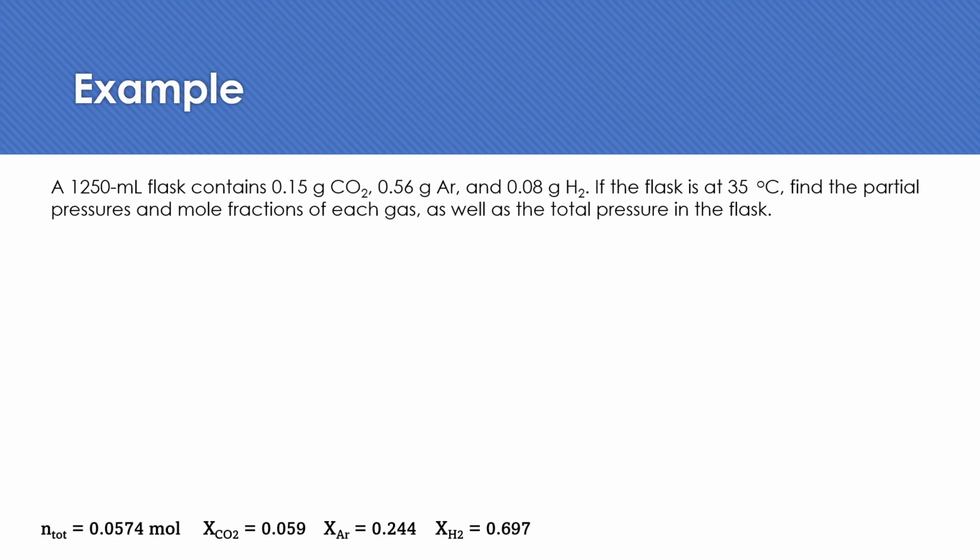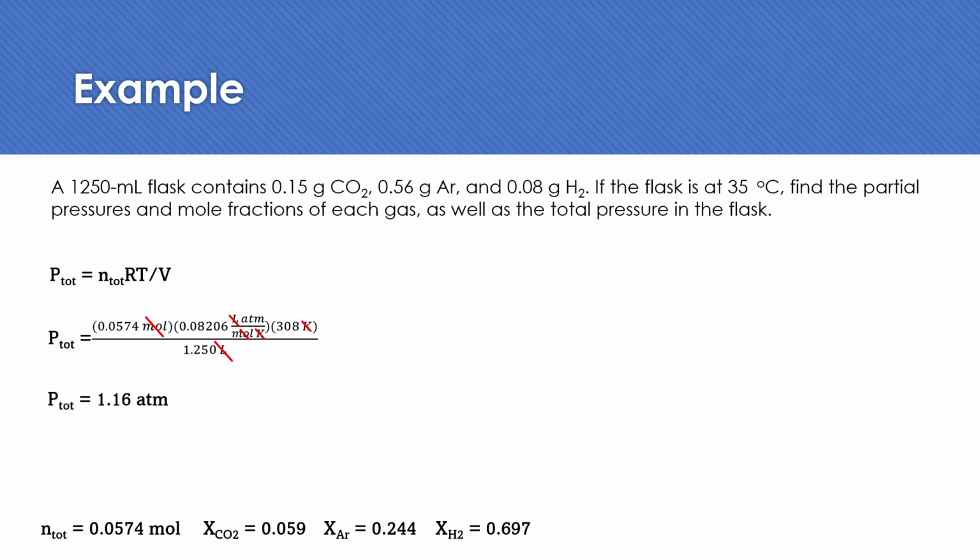All right. So next thing I want to know is the total pressure and the partial pressures. Now, I could solve PV equals nRT using each of these mole numbers, but the easier thing to do is to find the total pressure first. So I know the total moles, so I can plug the total moles in to solve for the total pressure. So 0.0574 moles times R times T divided by the volume, and you'll get 1.16 atmospheres.